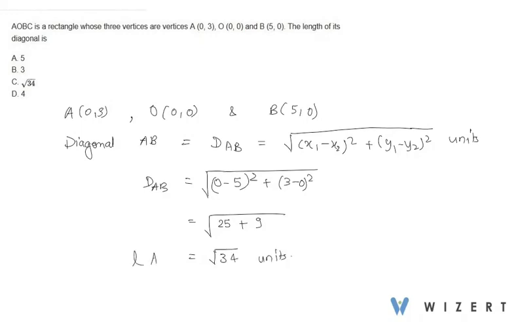So the length of AB, that is the diagonal, is under root of 34 units. Answer is option C.